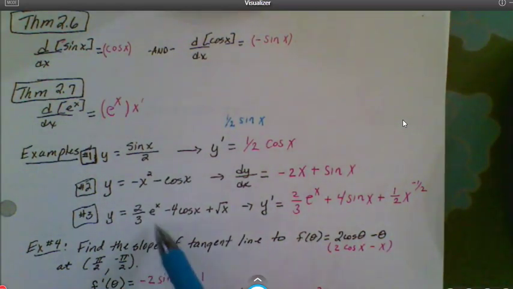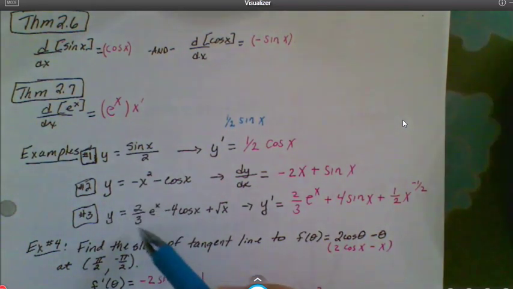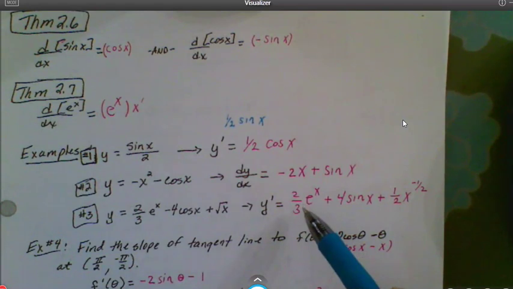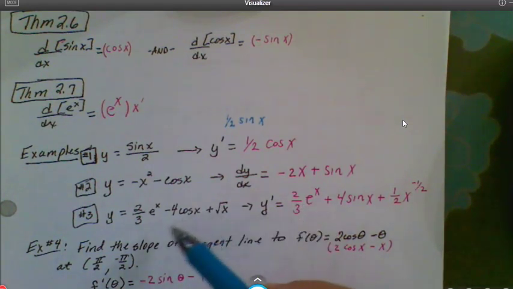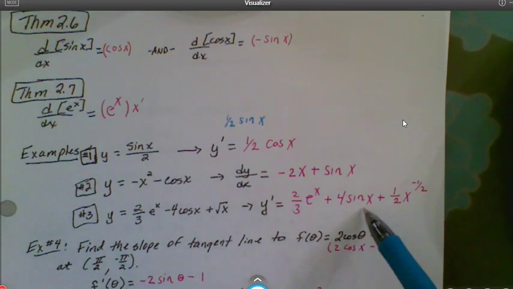Go down to this guy. As I just showed you, the derivative of e to the x is e to the x. So this entire first term is going to stay just as you see it. Moving on to your second term, the derivative of cosine is negative sine. So you're looking at negative 4 times negative sine x, which becomes this term right here.